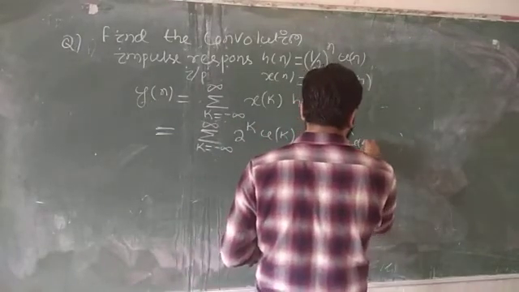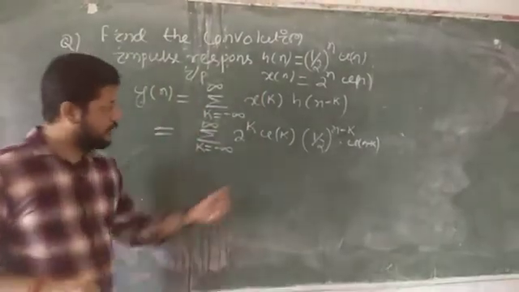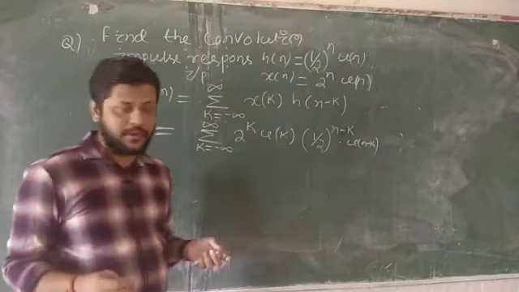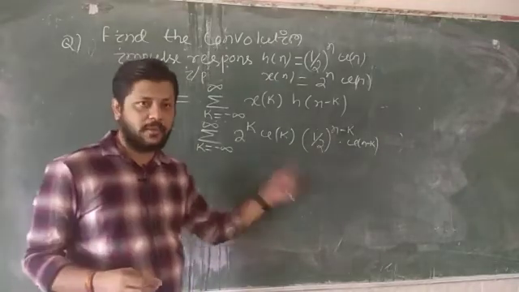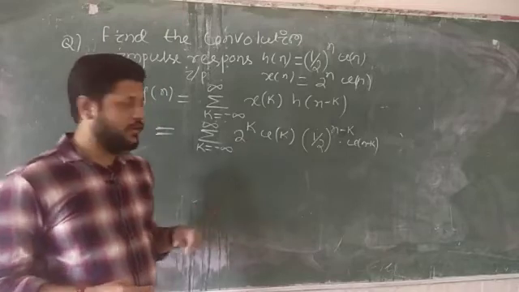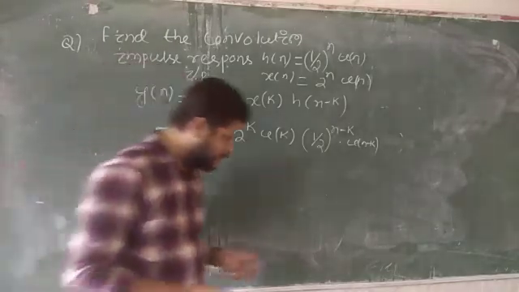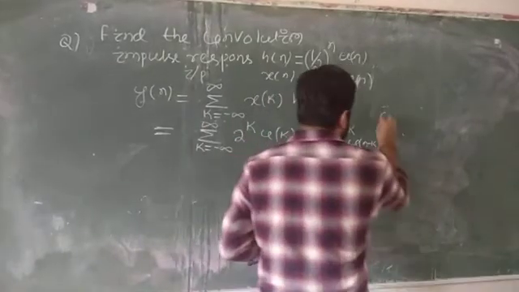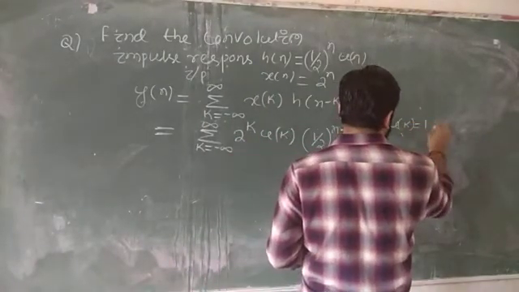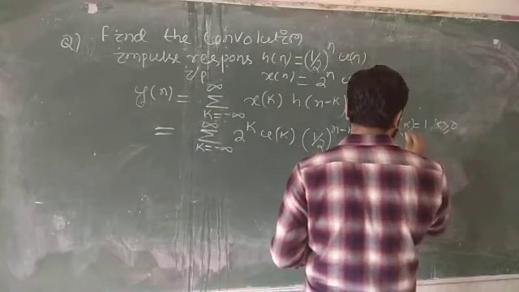So first of all we have to see here, this is u of k and u of n minus k, both are multiplied, and we are taking the summation from k equal to minus infinity to infinity. So first of all you have to define this u of k and u of n minus k. You all know u of k exists, that is 1, only for k greater than or equal to 0.